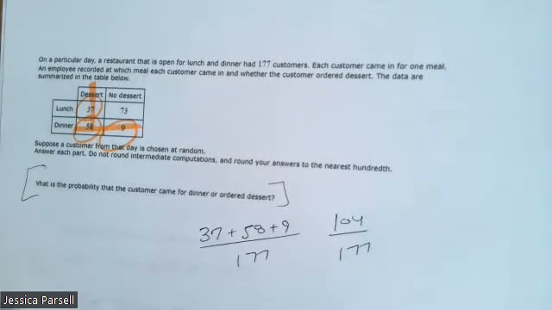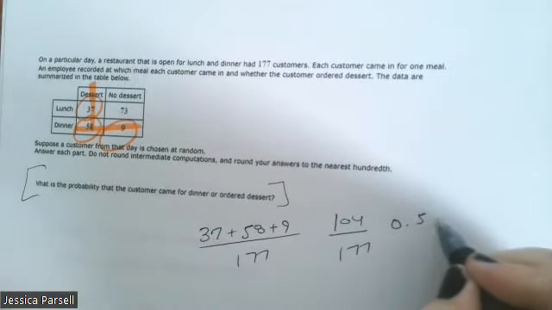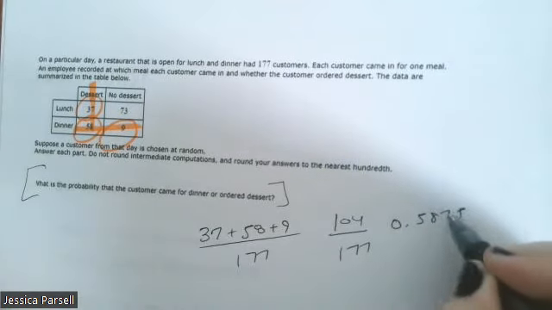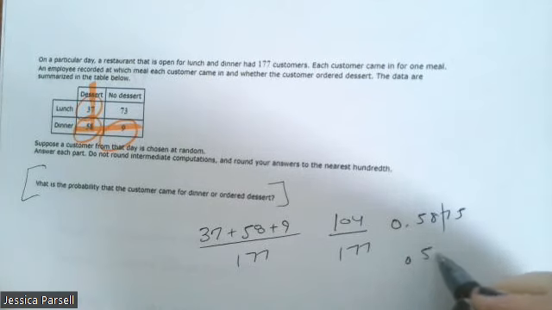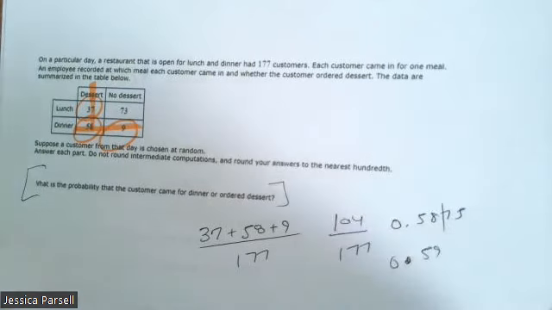That's going to be 0.5875. So 0.59. Okay, so a 59% chance that the customer came in for dinner or ordered dessert.